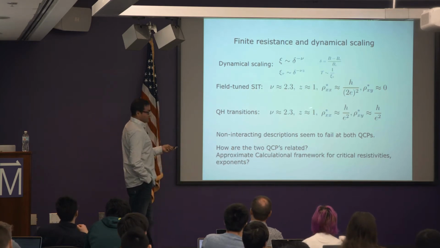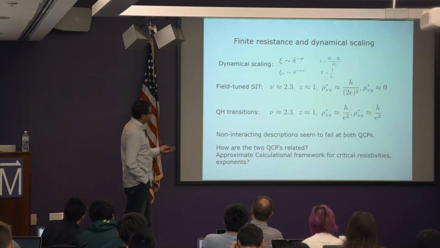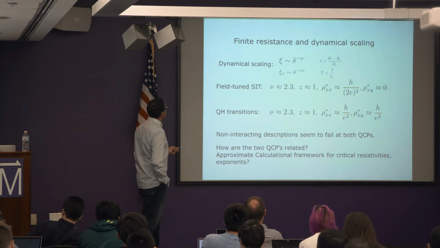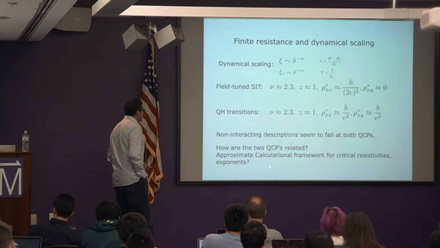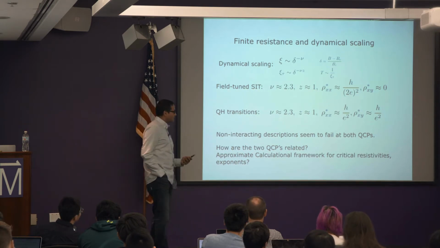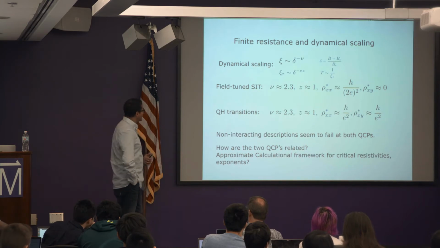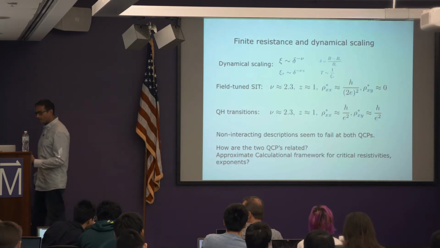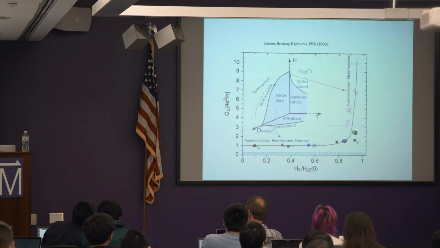Okay, so then you can look at the data and you say, how are these? There seem to be some similarities. Some critical exponents, if you accept that, are the same. How are these two quantum critical points related? And can we construct an approximate calculational framework for obtaining the critical resistivities, these rho stars, and these critical exponents? So that really was what motivated me to get into the subject that I'm going to lecture to you about today.